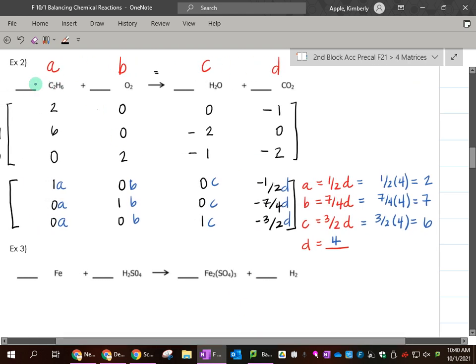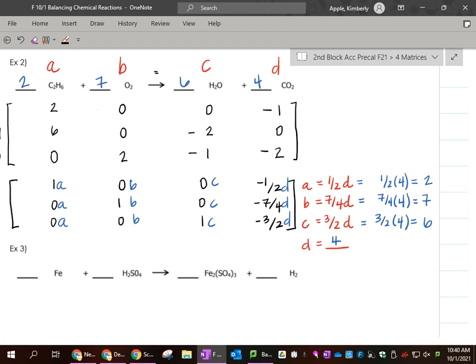Wait, where did the negatives go? So this is whatever, 2, negative 7. You added a negative. 6, one, 4. Yep. I was just trying to finish my thought. All right, yeah. So 2, 7, 6, 4. Now it's balanced. That's it.